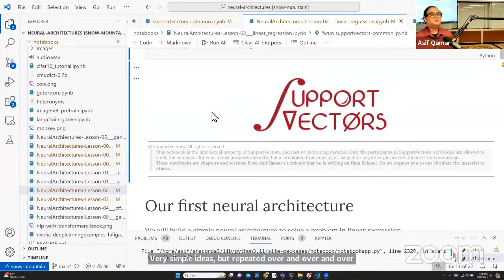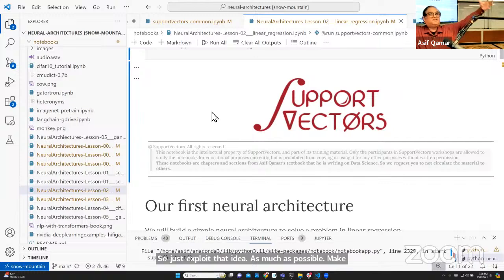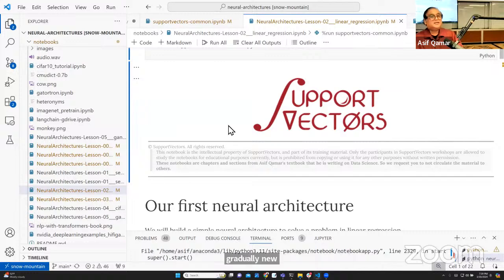Are we together? So it's almost like once you get the idea, you notice that in the field, it's customary to just exploit that idea as much as possible, make it as big as possible within the constraints of the hardware, and to push the limits. As we talked about, one of the things we find and we don't quite understand is that the same architecture, when you scale it up, starts developing new abilities gradually, right? And it is able to solve a lot of problems with astonishing accuracy.